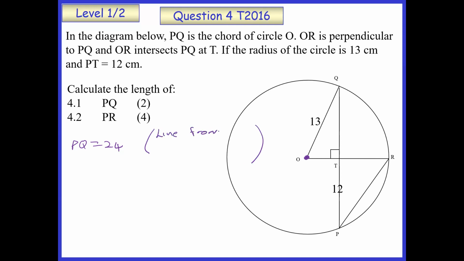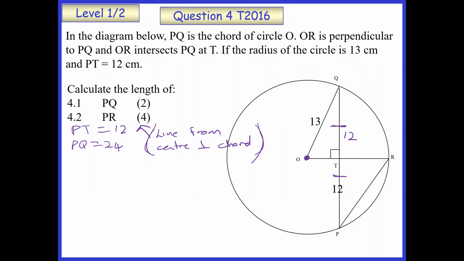Line from center is perpendicular to the chord. That's what we're looking for, because that line from the center is perpendicular, it's bisecting that chord and giving you 12, 12. So in actual fact, maybe we should have found PT first to be 12, as that will be our reason for PT. And from there, we can come out with PQ to be 24. So once again, reasons must be stated properly. Wrong reason, not going to get the mark.